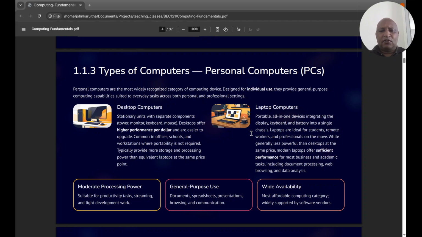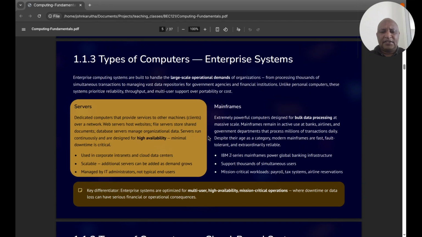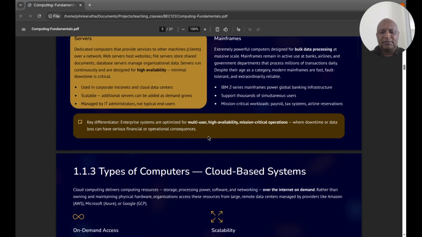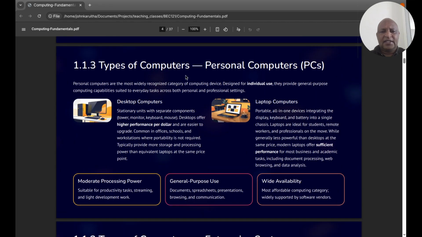Next, we look at types of computers. And basically we have several categories. We have what we call personal computers, enterprise systems, and cloud-based systems. So there are three categories basically. Let us look at personal computers. Personal computers are the ones that you have there.